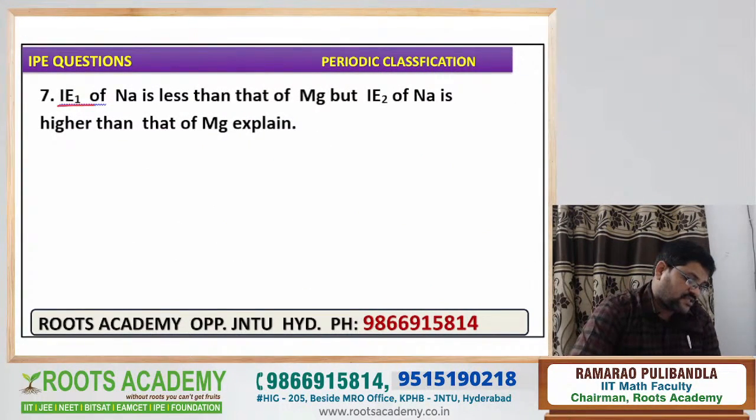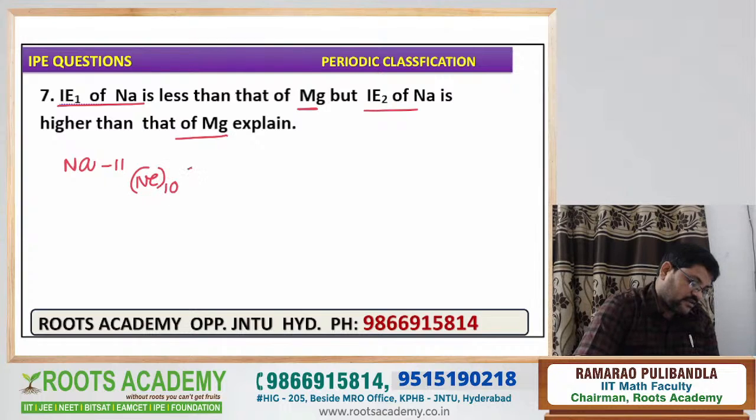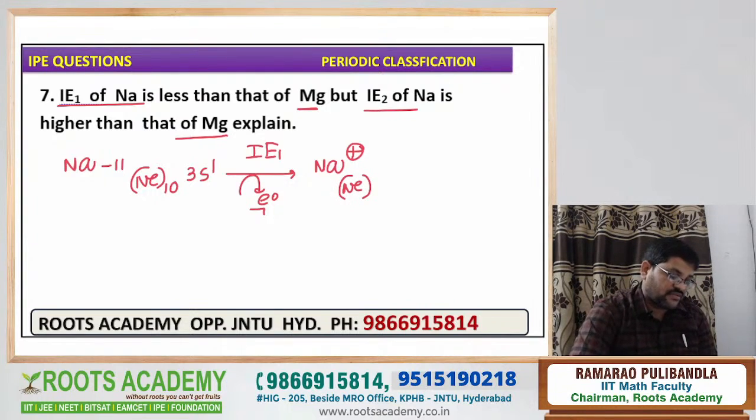Ionization energy 1 of sodium is less than that of magnesium, but IE2 of sodium is higher than that of magnesium. Explain. Simple logic. First of all, take sodium. Sodium's atomic number is 11, so you write neon 3s1. What is ionization energy 1? Removal of the first electron. When the first electron is removed, it forms the Na+ ion, stabilized by the neon configuration. That's why ionization energy 1 of sodium is less than magnesium.